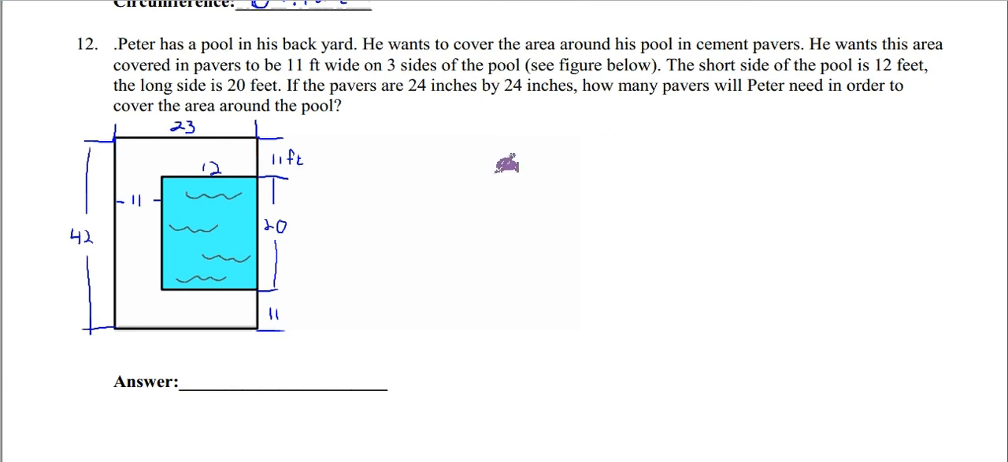Pavers are 24 inches by 24 inches, okay? Alright, so first let's figure out the area that we're going to be covering in pavers and then figure out how many pavers we need. I think it's pretty simple. What we have here is this big rectangle and this little rectangle. The little rectangle is not going to be covered in pavers. It's full of water, right? So we're going to take that out of the big rectangle. So that looks like the area of the big rectangle, 23 times 42, minus the area that this little rectangle takes out, which is 12 by 20.